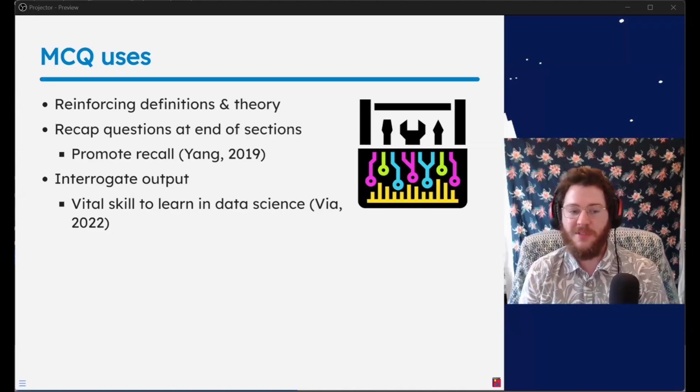These kinds of terms can be hard to learn initially, but are very important for when you're trying to get help online, to use the correct terms. I like to use them to recap questions at the end of sections, which promotes recall. So instead of having bullet points at the end of a section, which recaps things and is still good, I instead have these bullet points in the form of MCQs. So then they're actually actively participating with these recall questions.